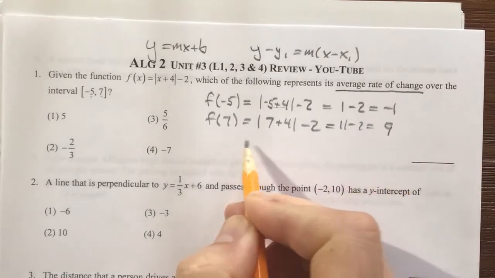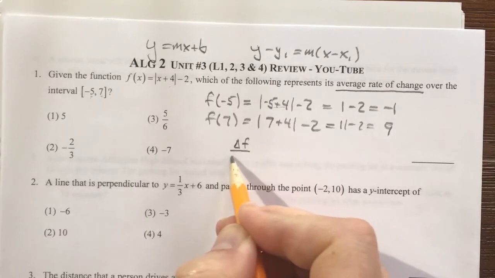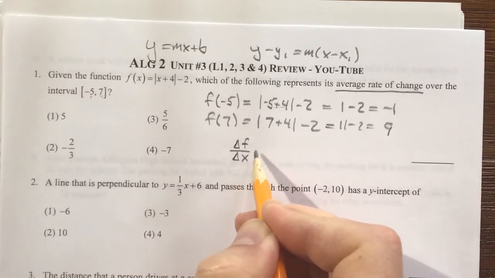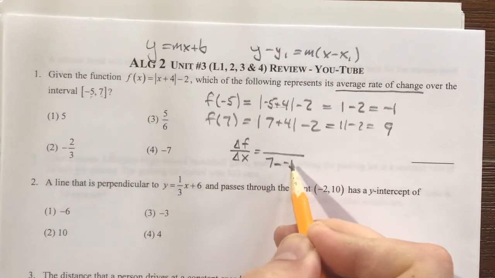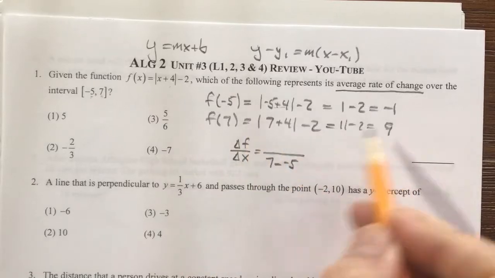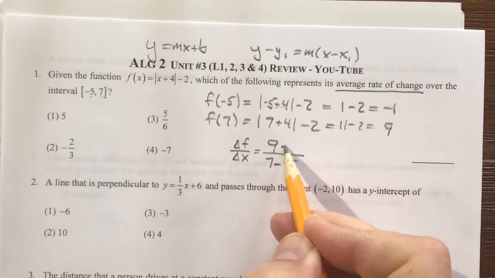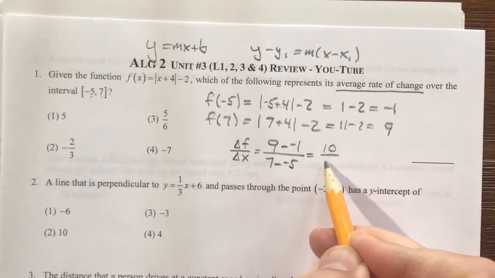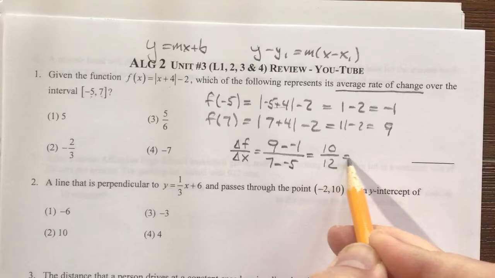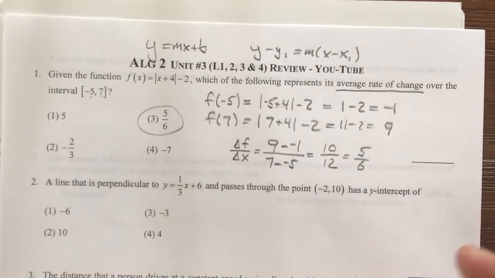So there's my outputs. So how do I find the change in outputs? You can put change in y if you like, or the change in x. So 7 take away -5. And when we put 7 in, we got 9. When we put the -5 in, we got -1. So I ended up with a positive 10 on top, positive 12 on the bottom. That reduces to 5/6, which is choice 3.